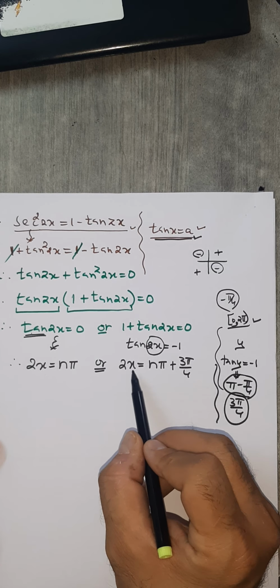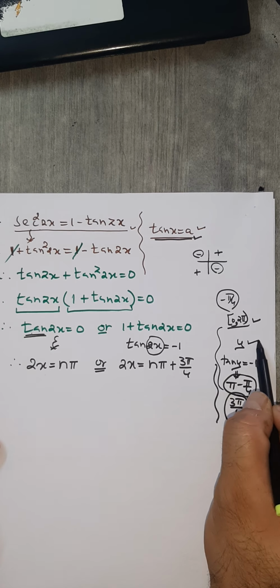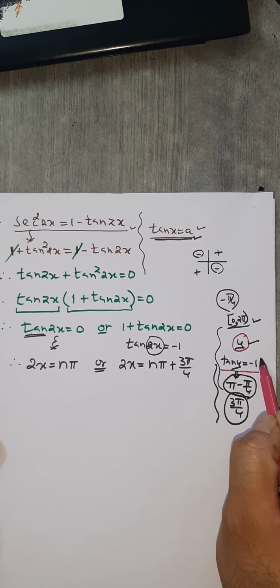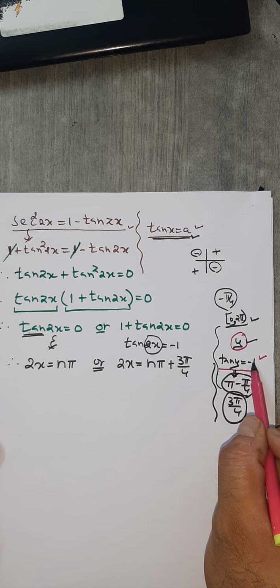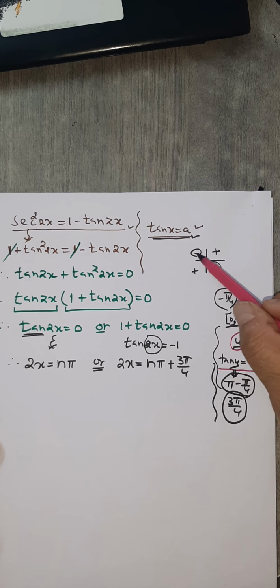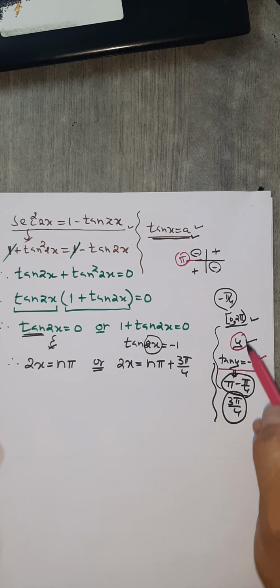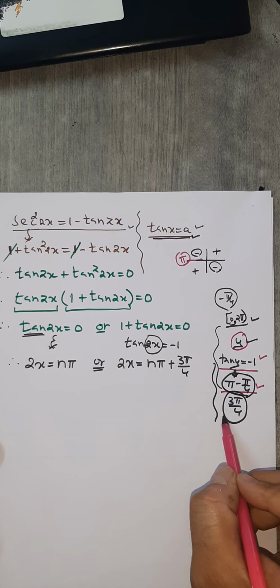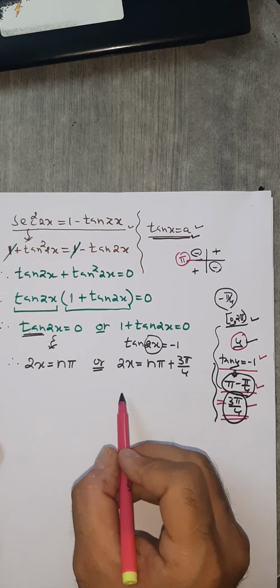What's the solution set? n pi plus y. You find this y for which tan y becomes minus 1. Now here it is negative. Negative means either this quadrant or this quadrant. So I'm using this. Here pi by 4 is 1, so that's why I wrote pi minus pi by 4. And what is that? 3 pi by 4. That is your y, remember.